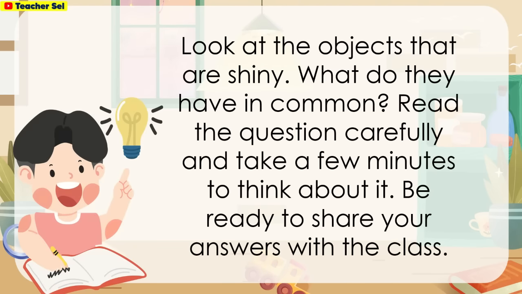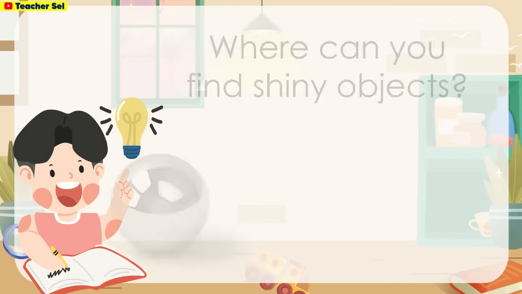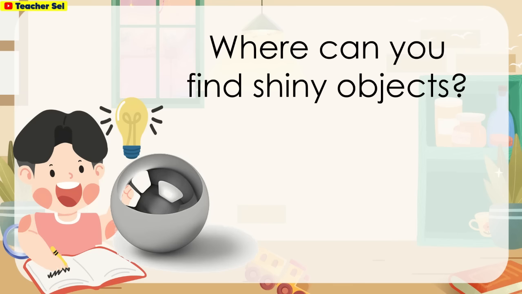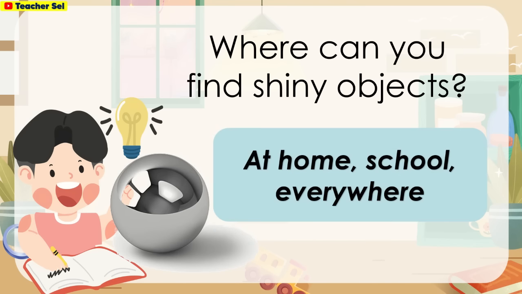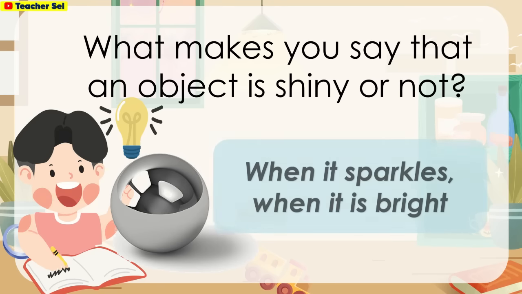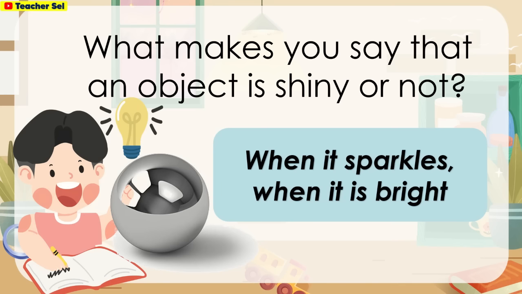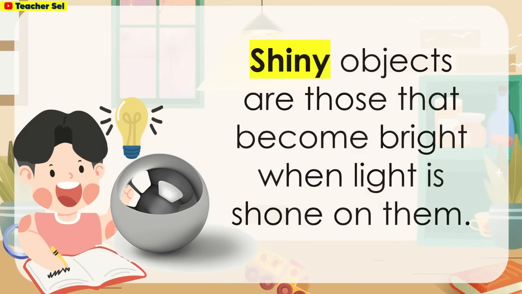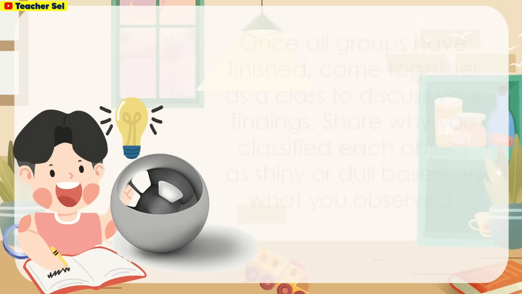Look at the objects that are shiny. What do they have in common? Read the question carefully and take a few minutes to think about it. Be ready to share your answers with the class. Where can you find shiny objects? At home, school, everywhere. What makes you say that an object is shiny or not? When it sparkles, when it is bright. Shiny objects are those that become bright when light is shown on them.